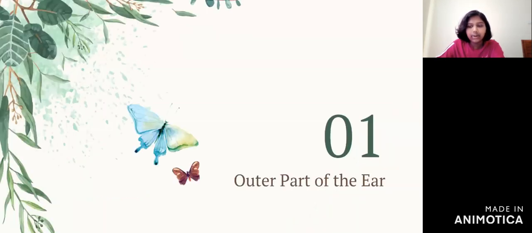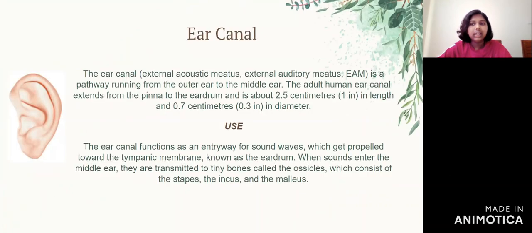First, we will start with the outer part of the ear. Canal. The ear canal is a pathway running from the outer ear to the middle ear. The adult human ear canal extends from the pinna to the eardrum and is about 2.5 centimeter in length and 0.7 centimeters in diameter.